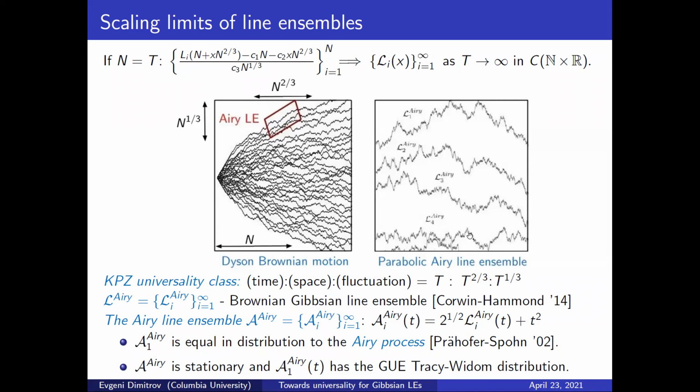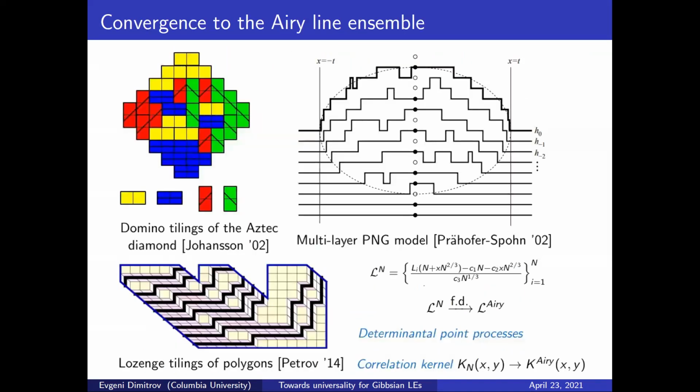Okay, so in this slide, I made an implicit claim that the Parabolic Airy line ensemble is a universal scaling limit. So let me bolster it with a few additional examples for which this type of convergence is known. So here I just drew different types of statistical mechanics models that naturally carry a structure of a line ensemble and for which convergence to the parabolic Airy line ensemble is known.